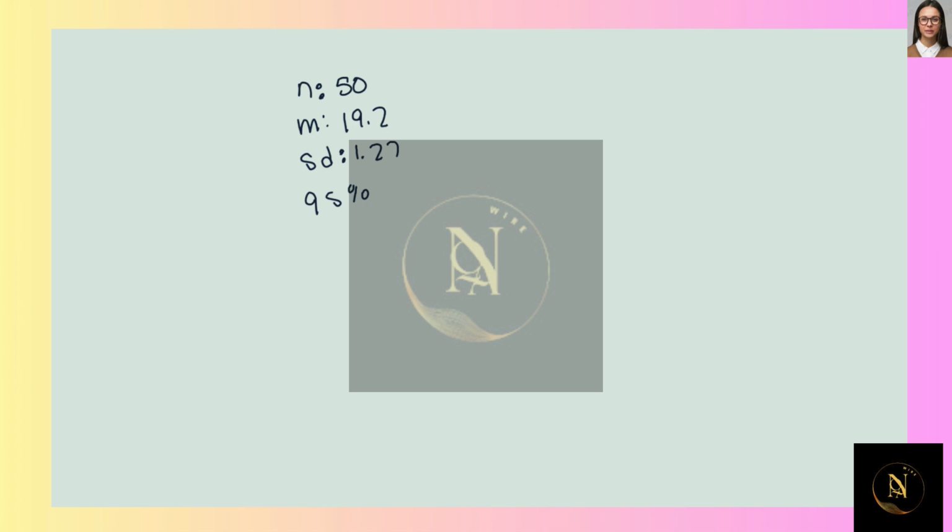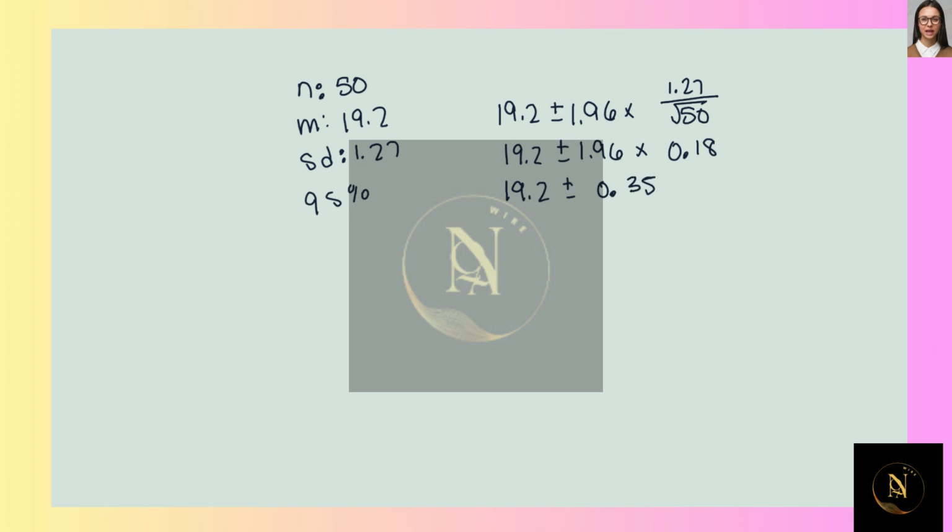So if you take 19.2 plus or minus 1.96 times your standard deviation of 1.27 divided by the square root of 50. So 1.27 divided by the square root of 50, and that is 0.18. Then 19.2 plus or minus 1.96 times 0.18, and that's 19.2 plus or minus 0.35.